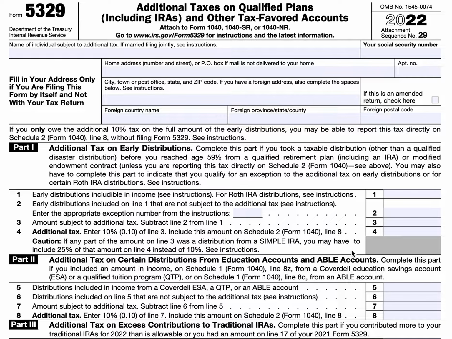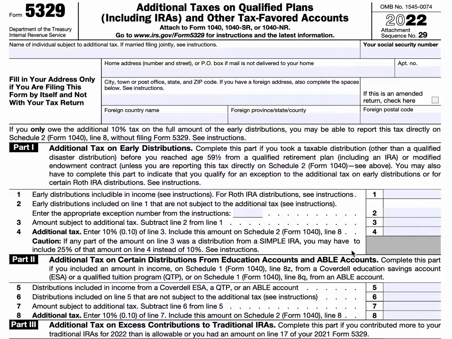We'll be going over IRS Form 5329, additional taxes on qualified plans to include IRAs and other tax-favored accounts. This is a form that once completed, you should attach to your Form 1040, 1040-SR, or 1040-NR. There are 9 parts to this 2-page tax form, but before we cover each part, let's go over a couple of administrative items.